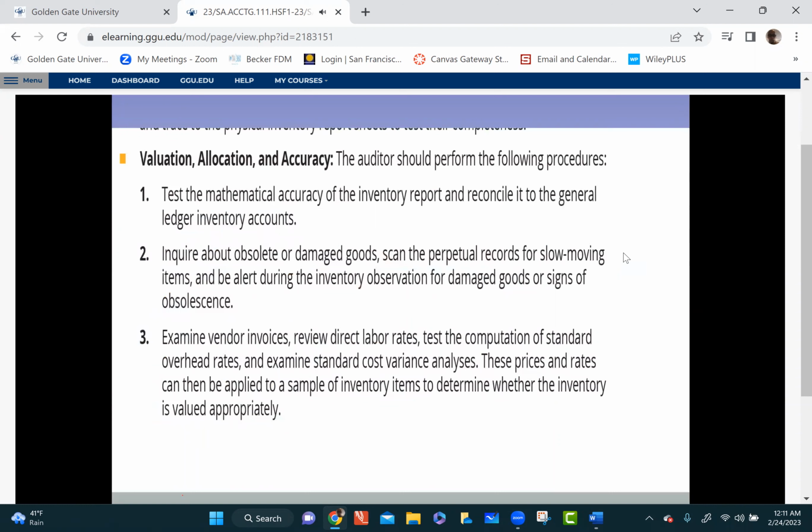For valuation, allocation, accuracy, we're going to test the mathematical accuracy of the inventory report. By that I mean, if they say these things have a cost of $20 each, and there are 10 items, they should do their extension correctly. That should be $200, if I know how to do my math right. So you'll check the mathematical accuracy of the inventory report.